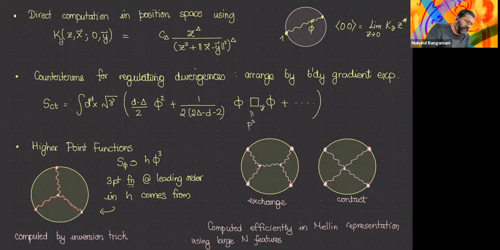Or we can think about it slightly differently. We can think about putting an operator here, an operator here, and an operator here. These are sources for the bulk field. The bulk field being sourced there propagates inward and gets to meet its other pieces from the phi cube vertex at this point. But I have to integrate over this point.